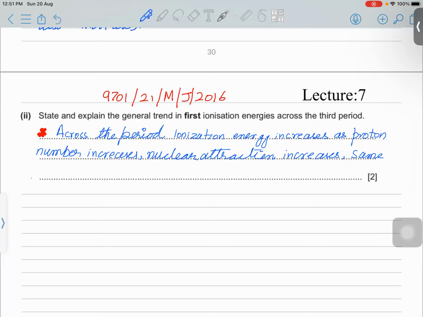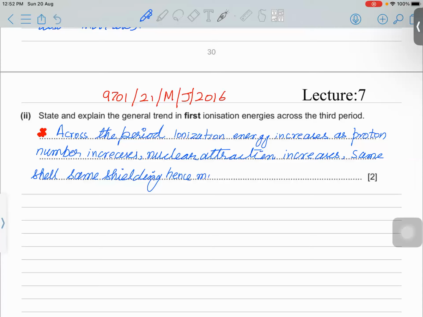Same shell, same shielding. These are the maximum points for 2 marks or 3 marks. Same shell, same shielding. Hence, more energy is required to overcome this attraction to remove an electron.